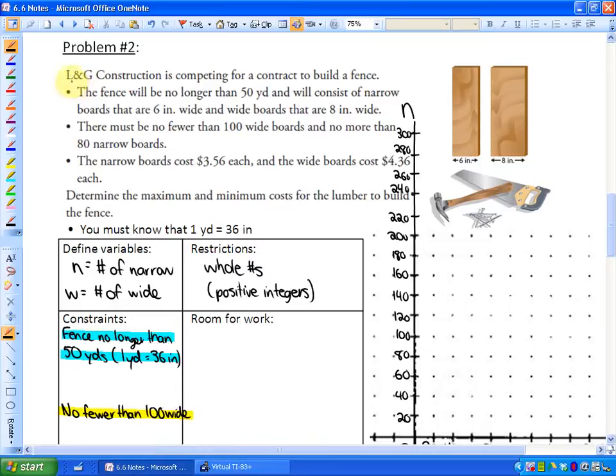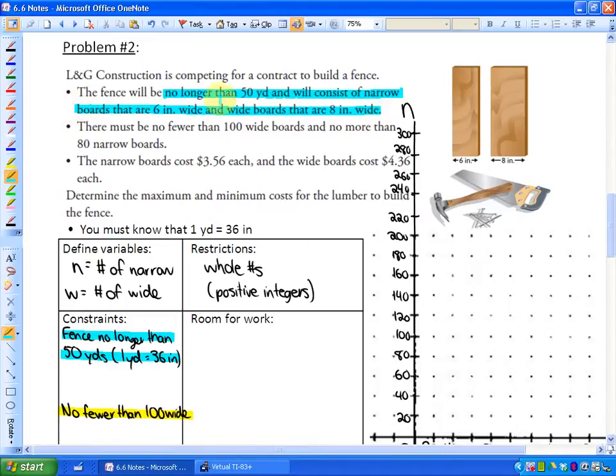So here's the problem that a construction company has. A construction company is competing for a contract to build a fence. The fence will be no longer than 50 yards and will consist of narrow boards that are 6 inches wide and wide boards that are 8 inches wide. So you've got to picture the two types of boards that they're going to use here. I'm going to suggest that that's our first constraint. We'll deal with that in a second.